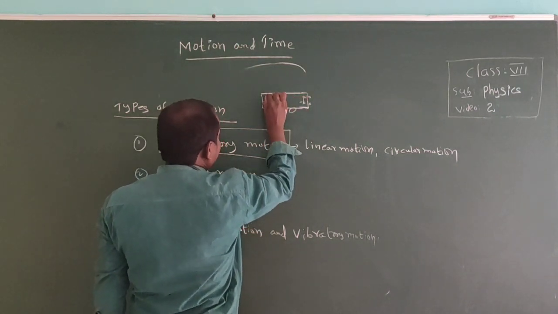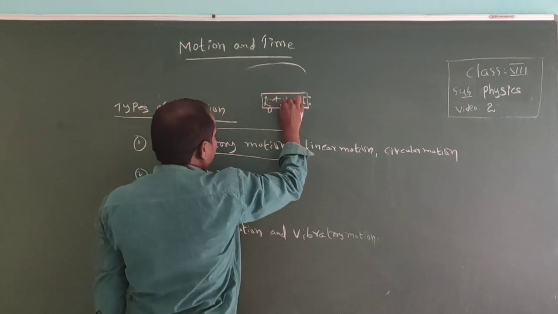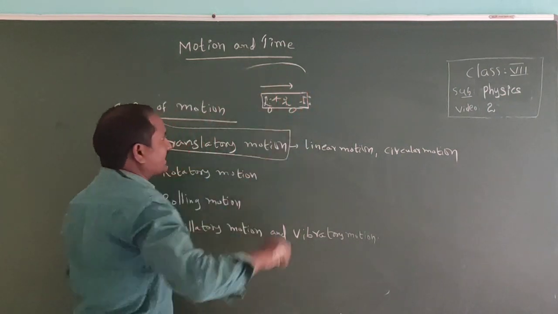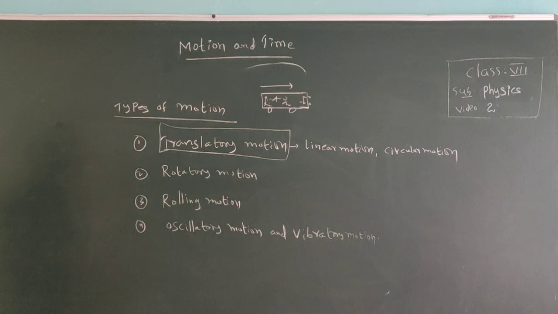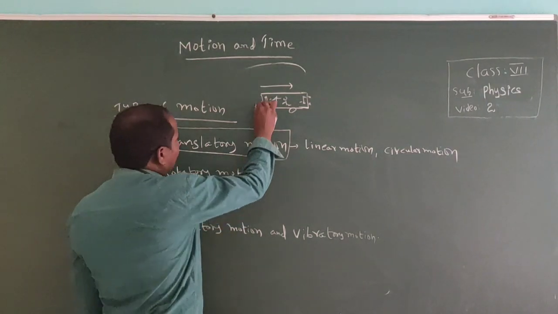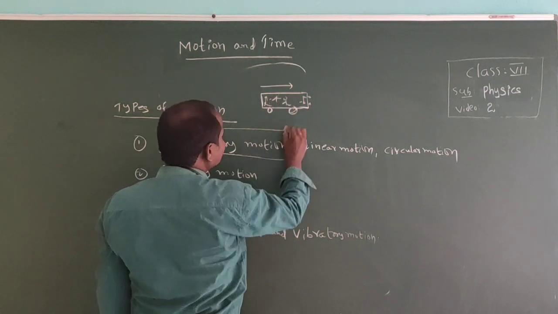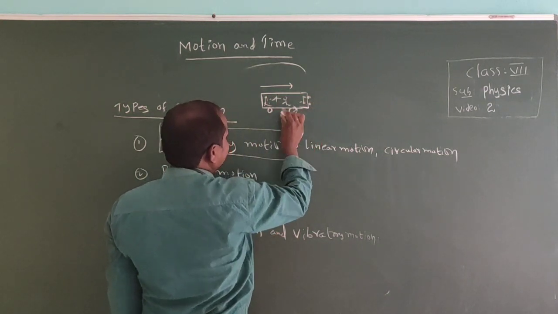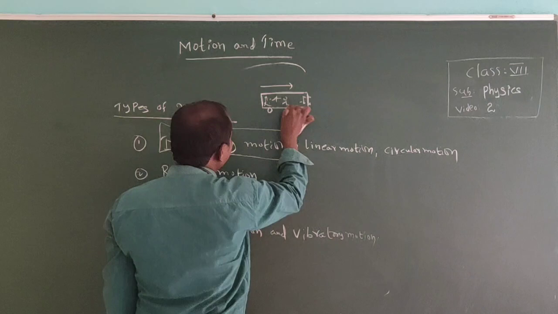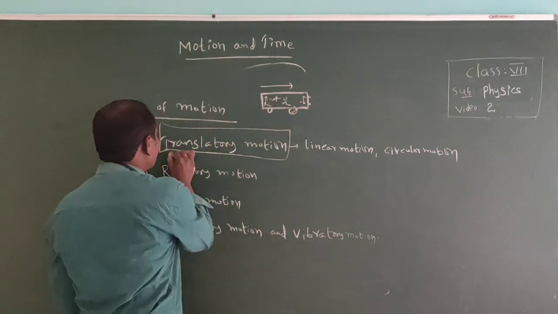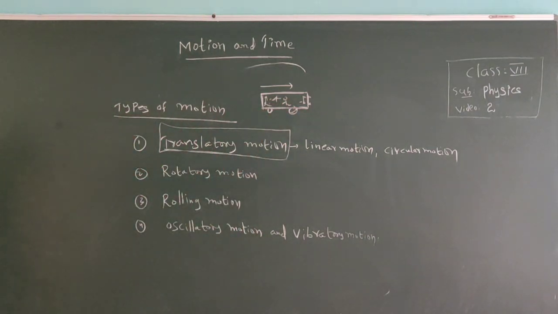Okay, it is a bus. Just imagine, a bus moving to the right side. That means all the parts of a moving body, meaning wheels, windows, and lights, all move in the same direction. That is called a translatory motion. Listen once again. All the parts of a moving body move in the same direction. That is called a translatory motion.